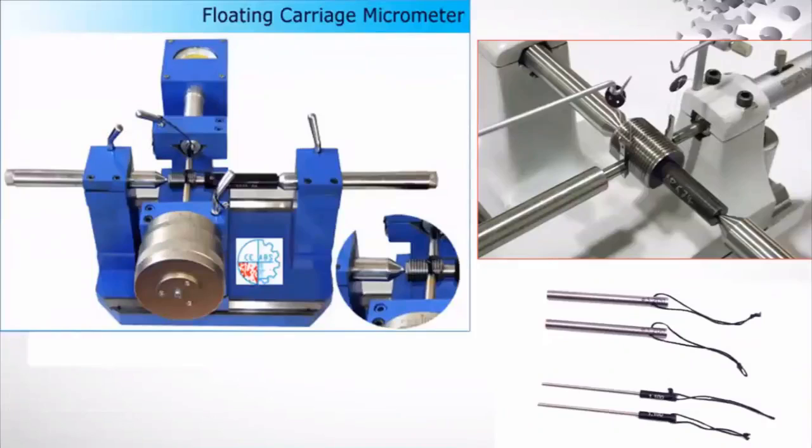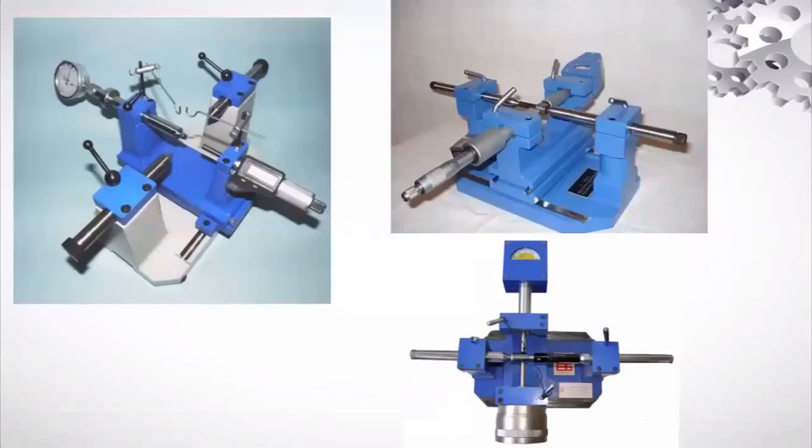Wherever these types of threads, the wire or rod that you are seeing on the screen, are used, they are used only to measure the effective diameter of the screw thread. Effective diameter means the pitch diameter of the screw thread. The pitch diameter is in between the major and minor diameter, which comes in contact with the pitch line.